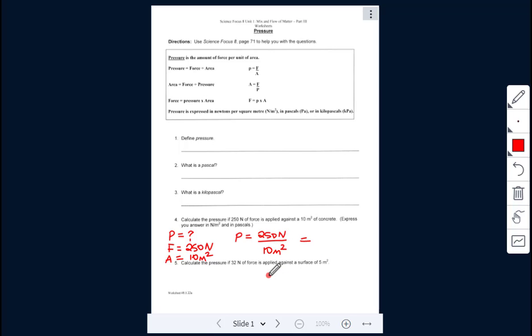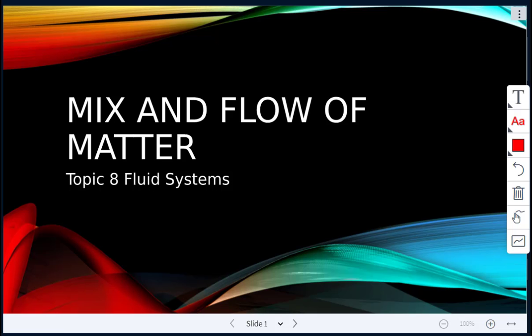All right, and you can always just put this into your calculator. So 250 divided by 10, which is 25. So it's 25 newtons per meter squared, which is 25 pascals. All right, so that was just a quick review of pressure calculations because we will need to know those for the next part of our lesson for fluid systems.